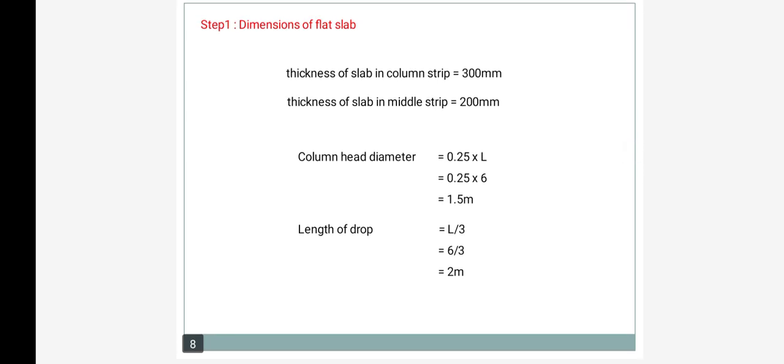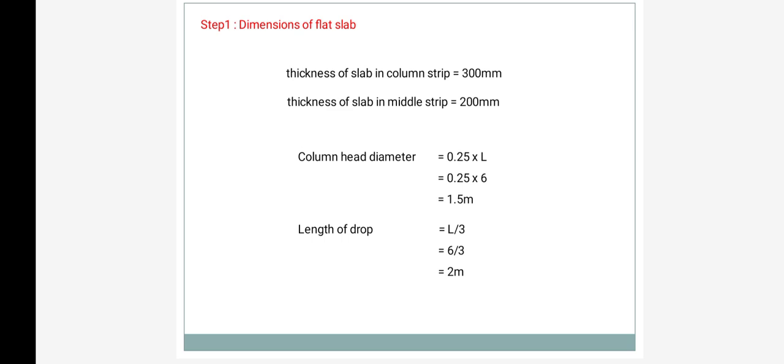Step 1: dimension of flat slab. Thickness of slab in column strip is equal to 300 mm and thickness of slab in middle strip is equal to 200 mm. First find out the column head diameter. Column head diameter is equal to 0.25 into L, so 0.25 into 6, where 6 meter is the panel size. So column head diameter is equal to 1.5 meter.